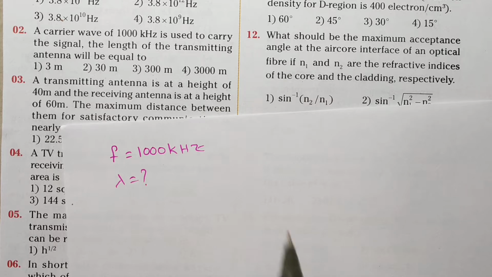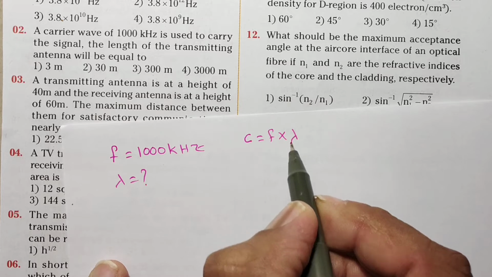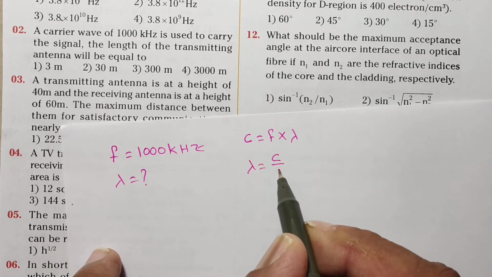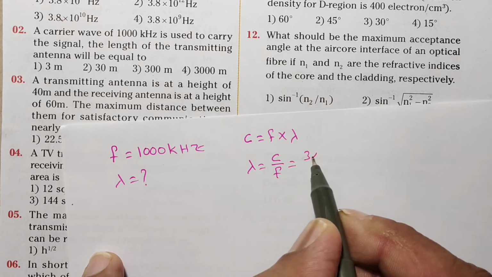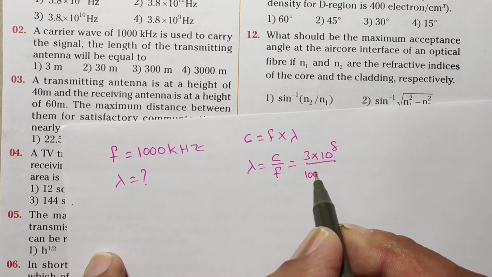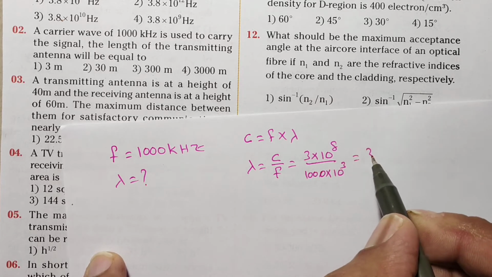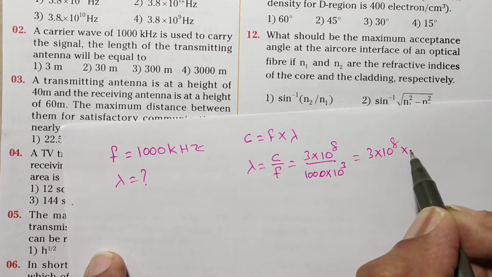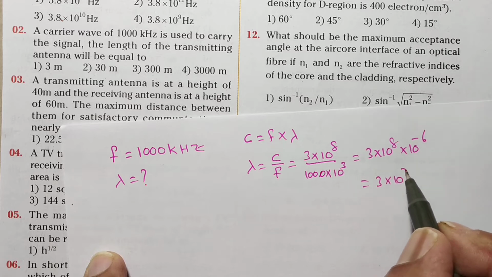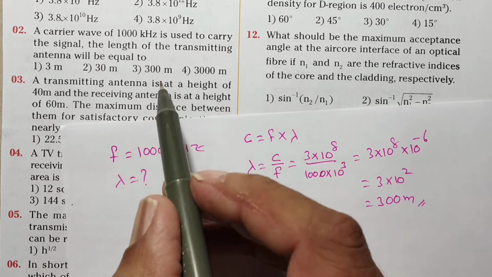In the previous question we discussed that velocity is equal to frequency into wavelength. From here we can write wavelength is equal to c by f. C is 3 into 10 to the power of 8 and frequency is 1000 kilohertz, 1000 into 10 to the power of 3, since kilo means 10 to the power of 3. That means 3 into 10 to the power of 8 into 10 to the power of minus 6. It means 3 into 10 to the power of 2, that means 300 meters.